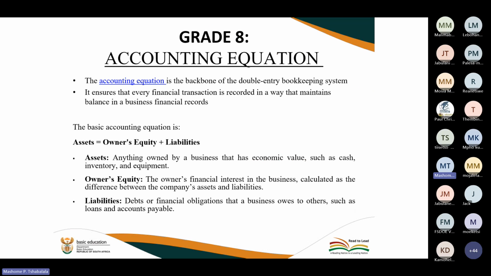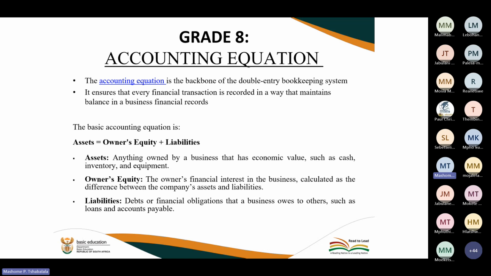Now, what is important about the accounting equation? We should understand that the accounting equation is the backbone of the double entry bookkeeping system. It ensures that every transaction is recorded in a way that maintains the balance in the business financial records. Remember, on the accounting equation, we are looking at the analysis of the transaction. We have the basic accounting equation. This is the simplest basic accounting equation that we have. We are saying assets of the business must be equal to owner's equity plus liability.